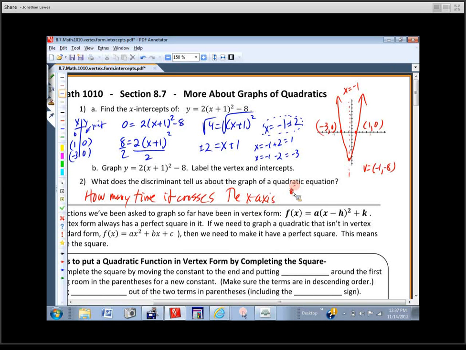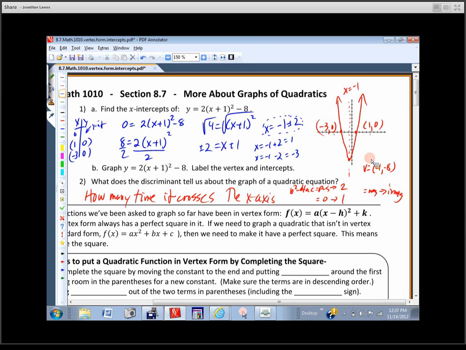If b squared minus 4ac is positive, then we're going to have two x-intercepts. What if it's equal to 0? One x-intercept. And what if it's negative? Okay. If it's negative, then we end up with imaginary x-intercepts, or in other words, does it cross the x-axis at all? It doesn't. Okay.